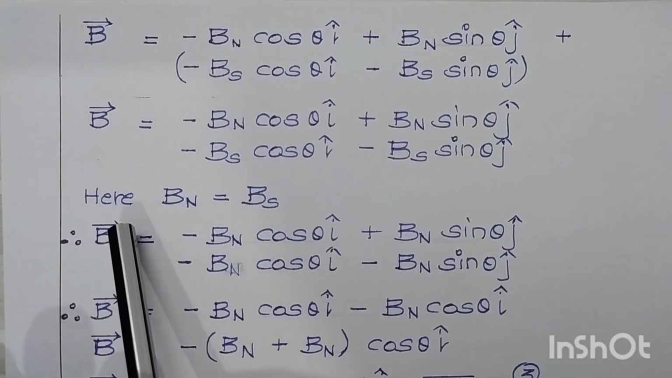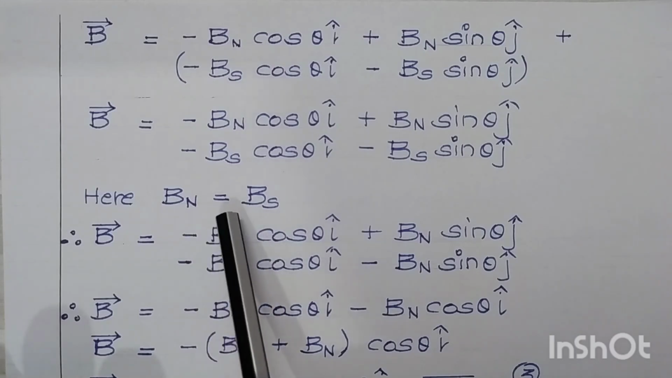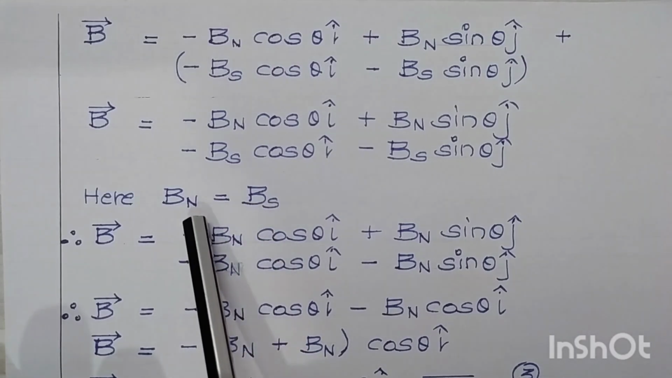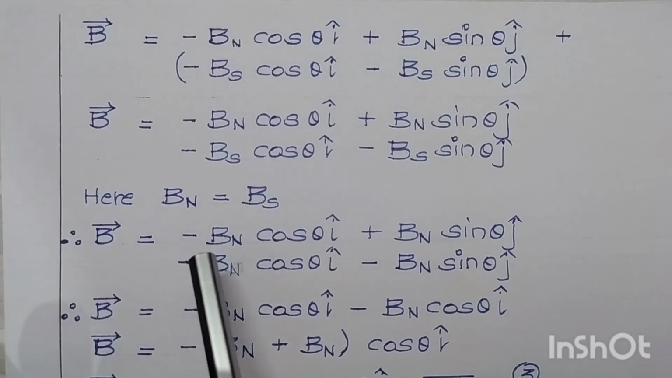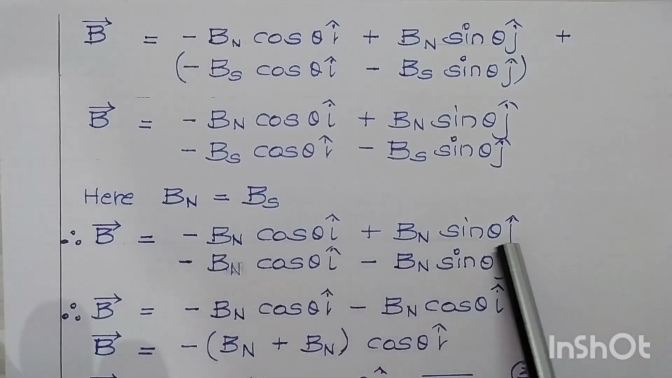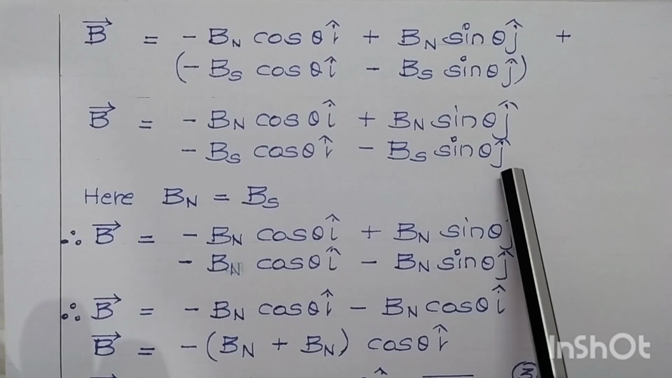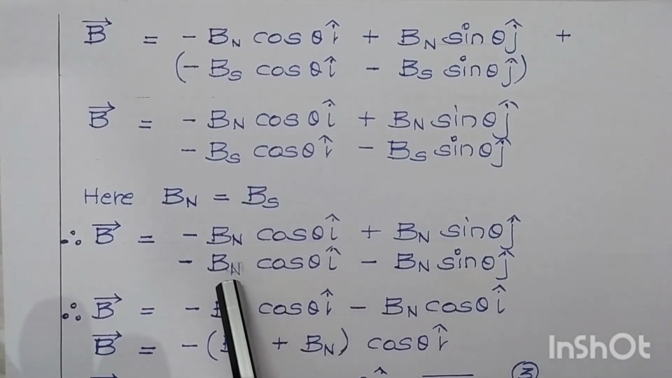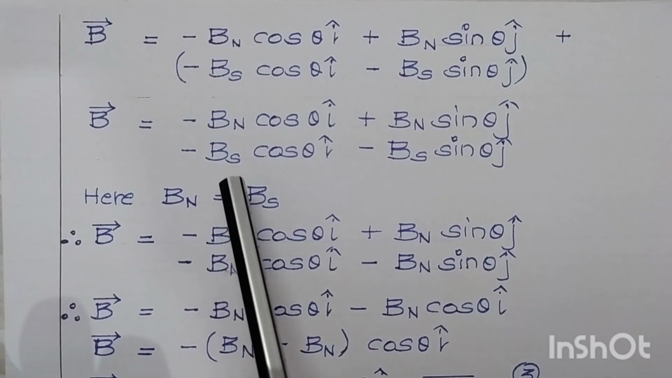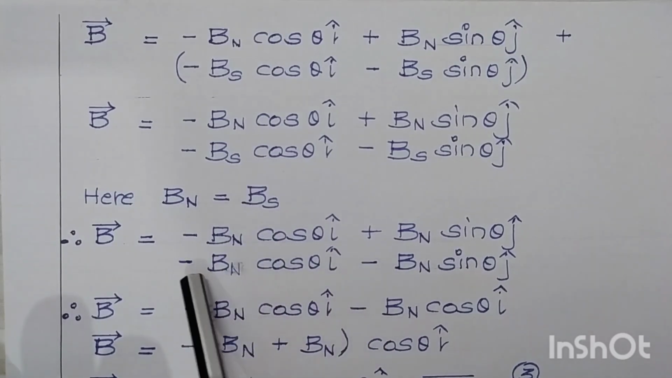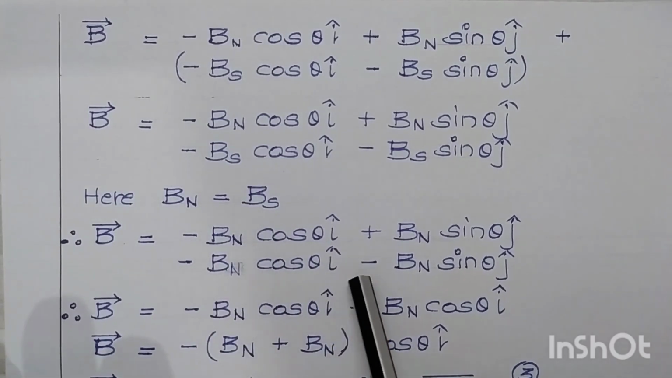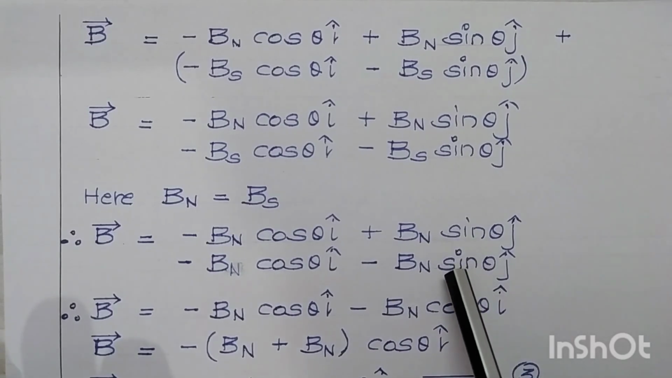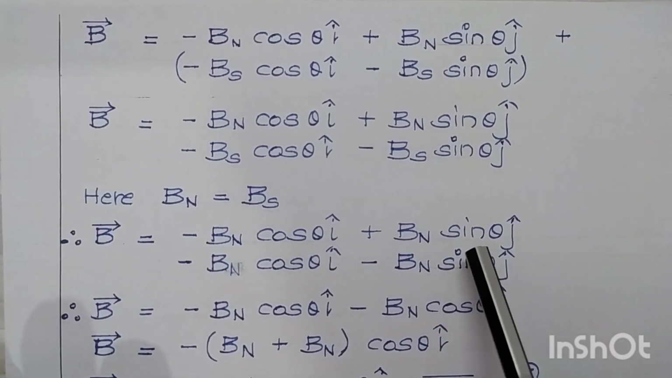Here the magnitude of both Bn and Bs are same. So in the place of Bs we can also write Bn. So in the next step B vector is equal to, this step is written as it is, but in this step wherever Bs comes we need to replace it with Bn because the magnitude of Bs and Bn are same. So here minus Bn cos theta i cap minus again Bn sin theta j cap. These two terms are similar.